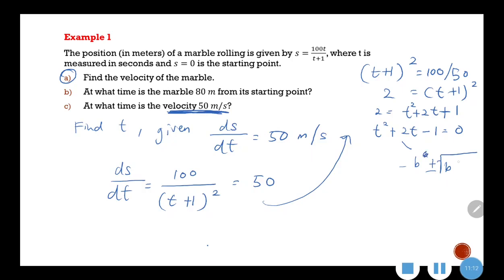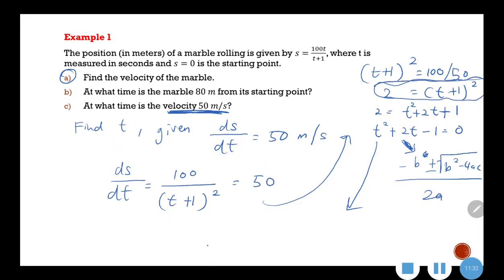No, there is no square here. 4ac over 2a. Okay, you can use this equation to find the value of t, or you can solve it from here.